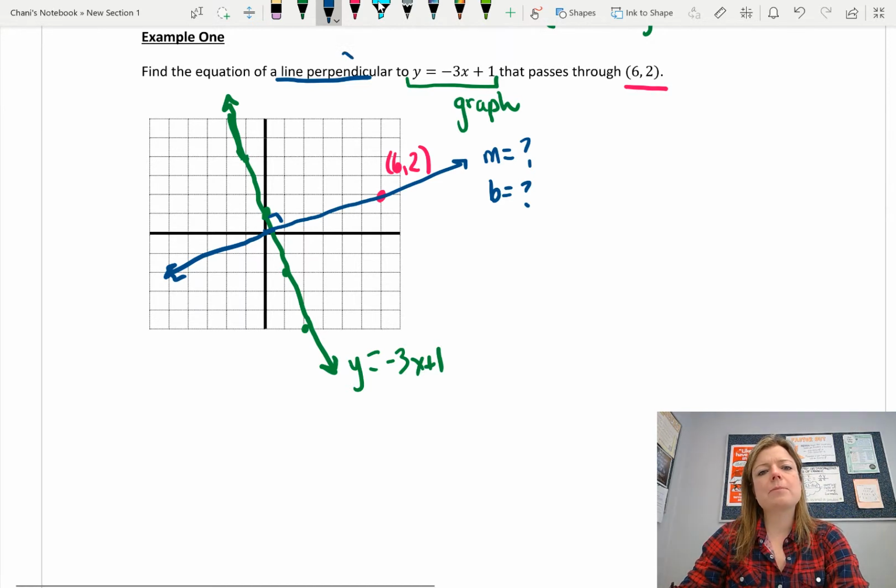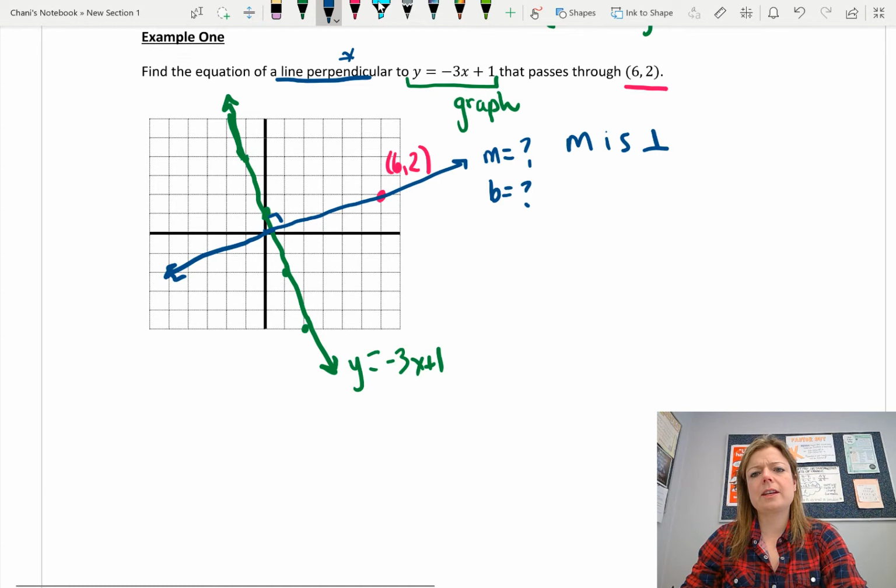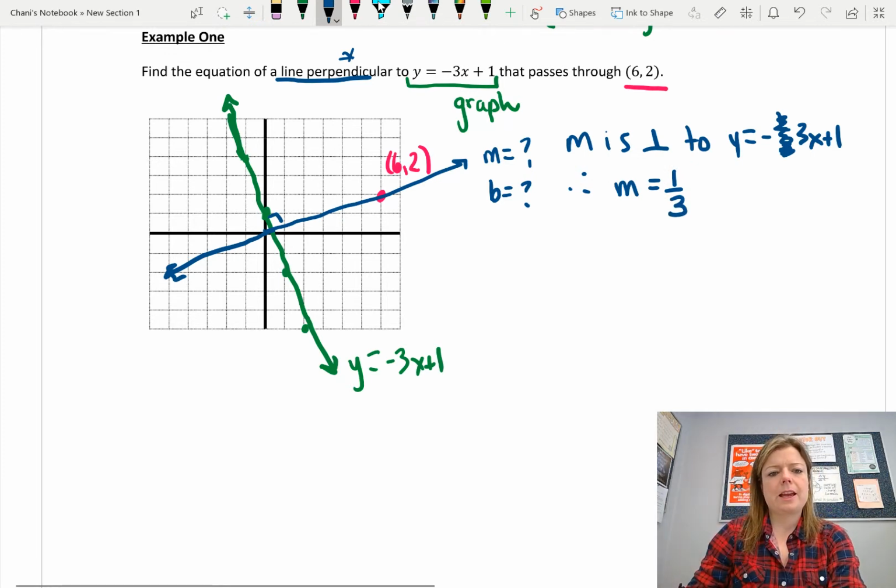Okay, so how can we find the slope? Well, we know that it's perpendicular to this line, y equals negative 3x plus 1. So therefore, the slope is going to be positive 1/3 because it's the negative reciprocal of negative 3. And you can see that it should look like over 3 up 1, over 3 up 1. Okay, so I'm going to put a little check mark to show that I visually verified that. So we have the slope.